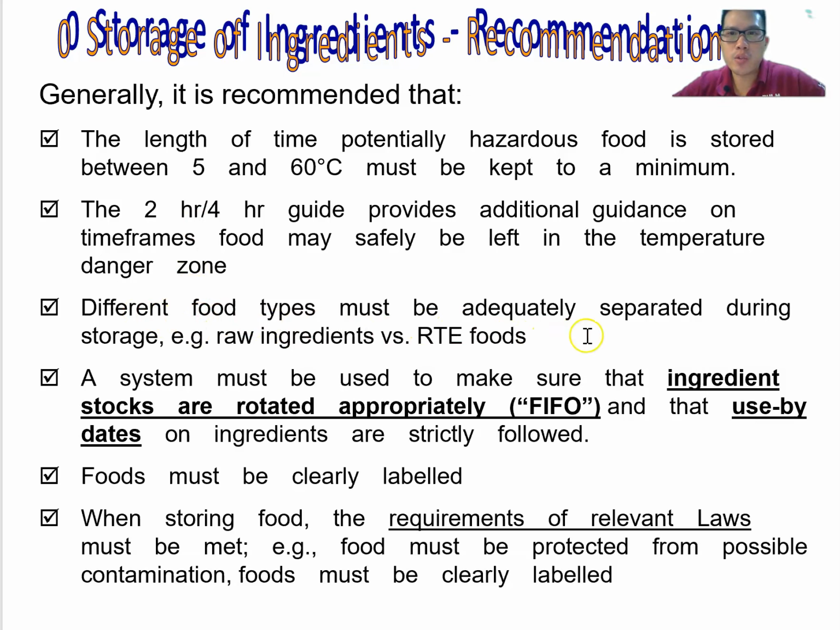Different food types must be adequately separated during storage. Raw food and ready to eat food, make sure you separate. You can't say, I have limited space, so I store the raw ingredient and the ready to eat food together. Ready to eat means there is no more preparation needed, you can eat it directly. Raw food means that you haven't cooked it yet. You cannot store these two in the same place. Cannot, because cross-contamination can happen.